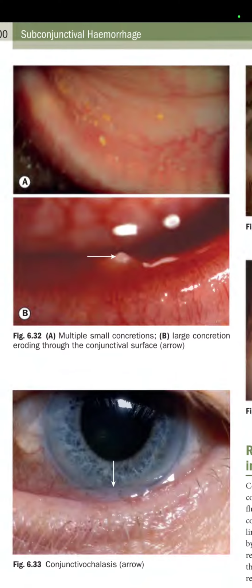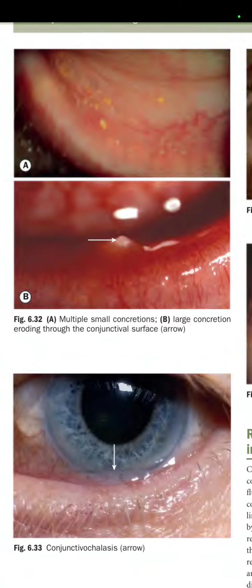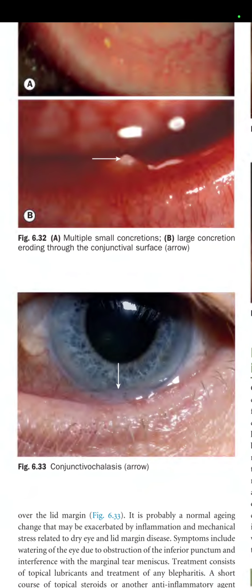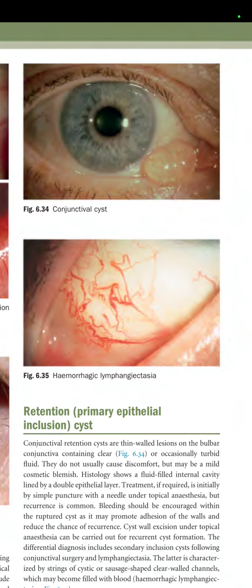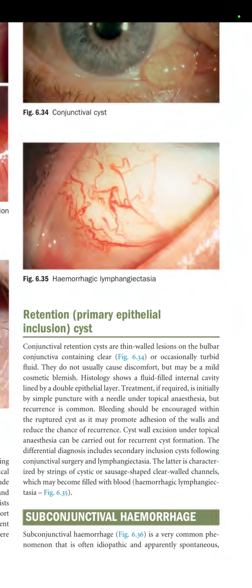So 6.32 is showing us a small concretion, B is showing a large concretion eroding the conjunctival surface, and you can see that this is a conjunctivochalasis, the redundant fold of the conjunctiva that is visible. And then you can see the conjunctival cyst. So this is a conjunctival cyst, and C is showing the hemorrhagic lymphangiectasia. Retention primary epithelial inclusion cyst.